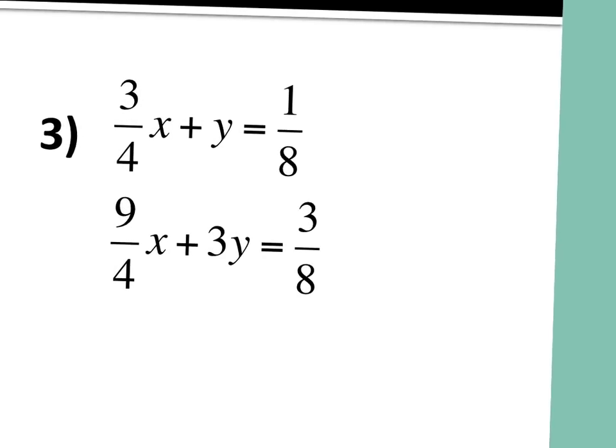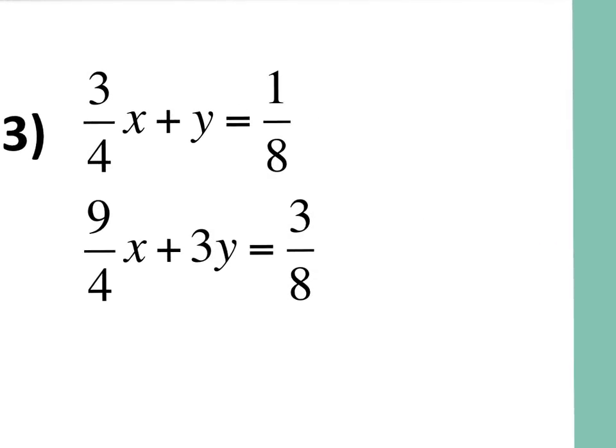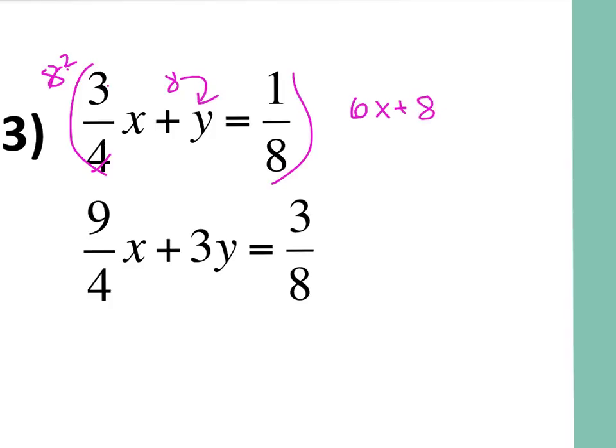And 3 has fractions in both the top and the bottom, so I'm going to start by eliminating the fraction by multiplying by the greatest common factor. So 4 and 8 both go into 8. I'm going to multiply 8 times 3/4. The 4 goes into the 8 2 times. 2 times 3 is 6x. I'm going to multiply that 8 times the y, plus 8y, and multiply the 8 times the 1/8, and I get 1. The second equation, again, has fractions, denominator of 4 and 8.